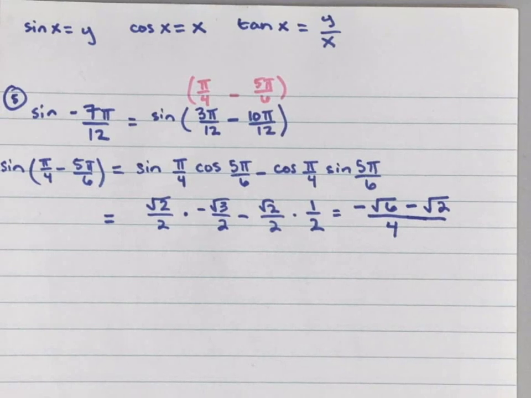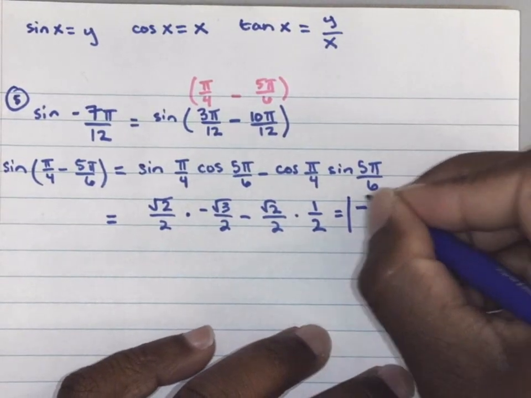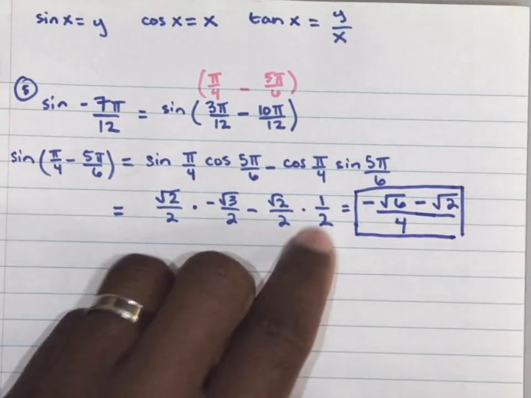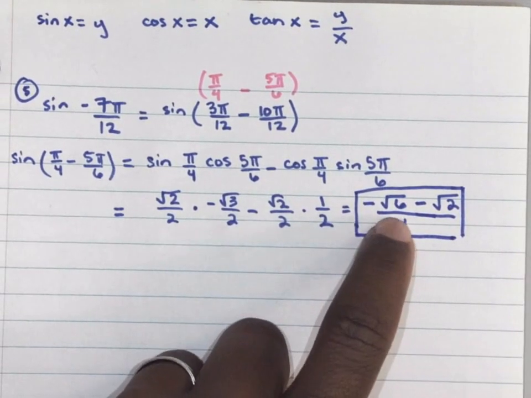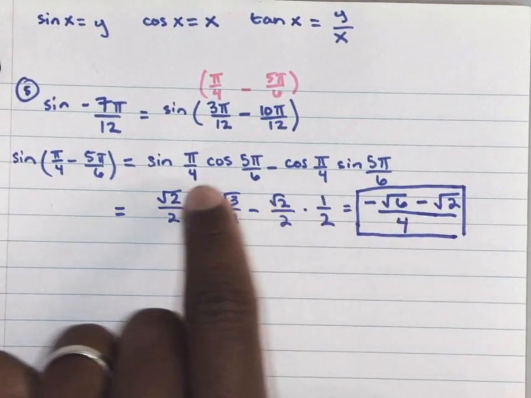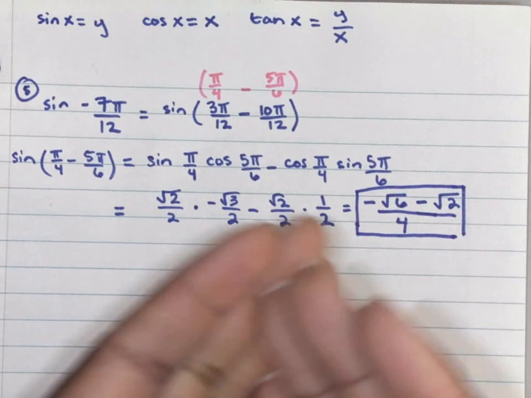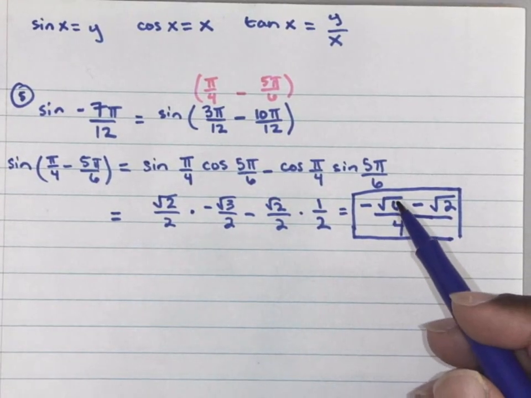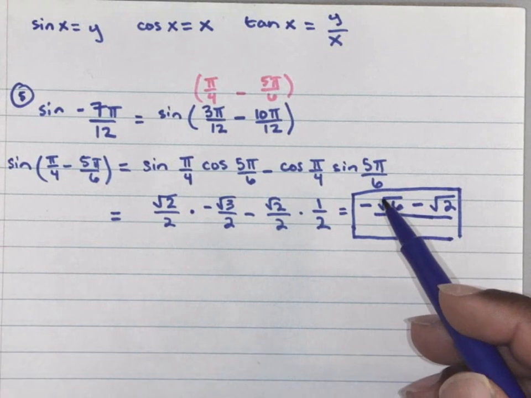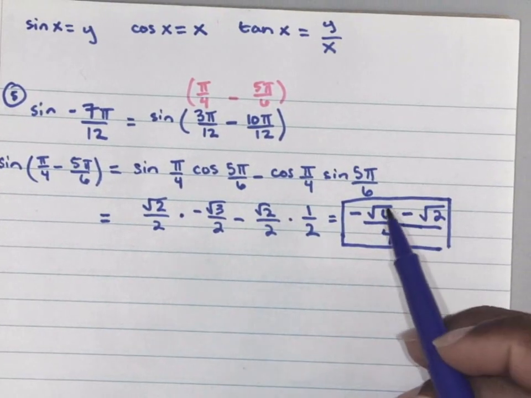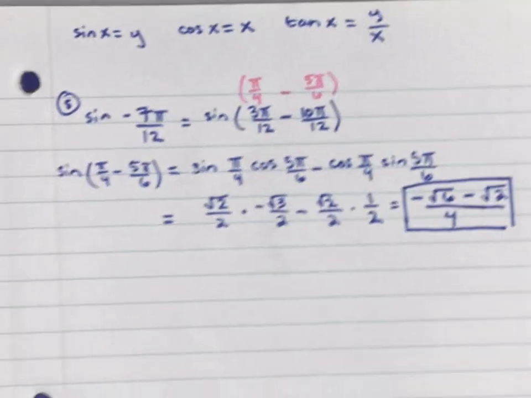And this is as simplified as I could get it. So this is my result. Now, if you chose two different numbers, you might have negative root 2 minus root 6. It's the same, we just changed the order. Depending on your angles, it could be flipped around. But if we put this in our calculator, the value is the same. Not necessarily that the numbers are in the same order, but the value is the same.